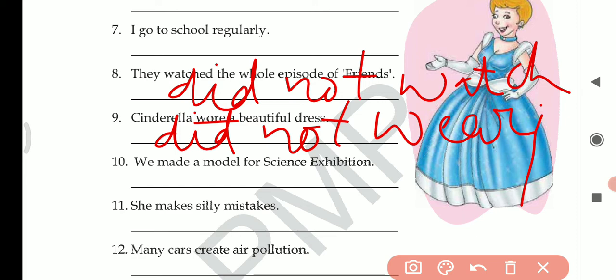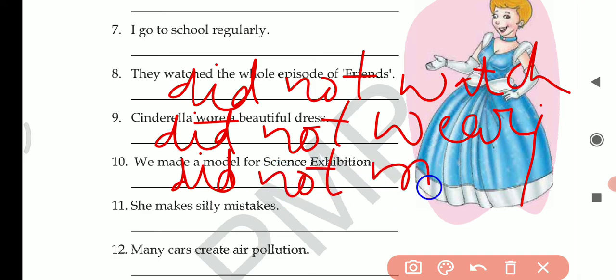10th, we made a model for science exhibition. We made. Again this sentence is in simple past tense. So we did not make. Made will change into make. We did not make a model for science exhibition.